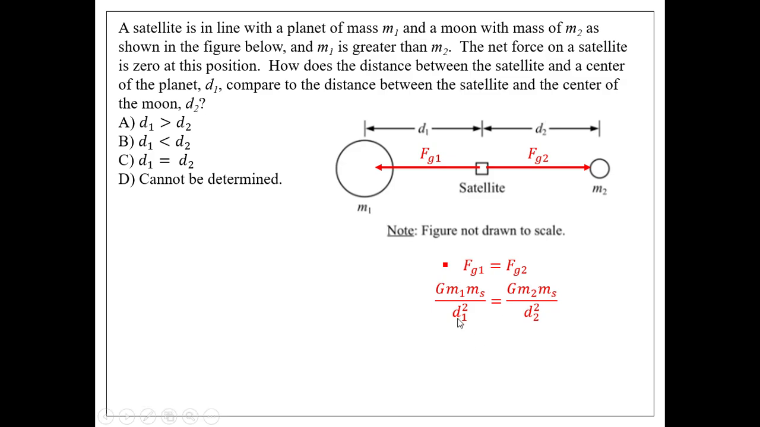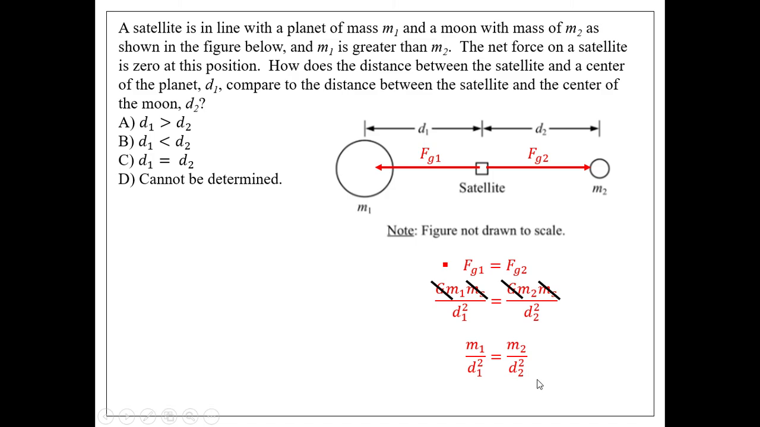The only difference here is really the denominator, and that's ultimately what the question is asking, to make a true statement regarding d1 and d2. Well, based on my work here, I can cancel out capital G on both sides because it appears on both sides. At the same time, the mass of the satellite also appears on both sides, so I can cross that out. So the only thing left here is just this particular ratio: the mass of the planet divided by the distance from satellite to planet, and then the mass of the moon relative to the distance from the satellite to the moon.